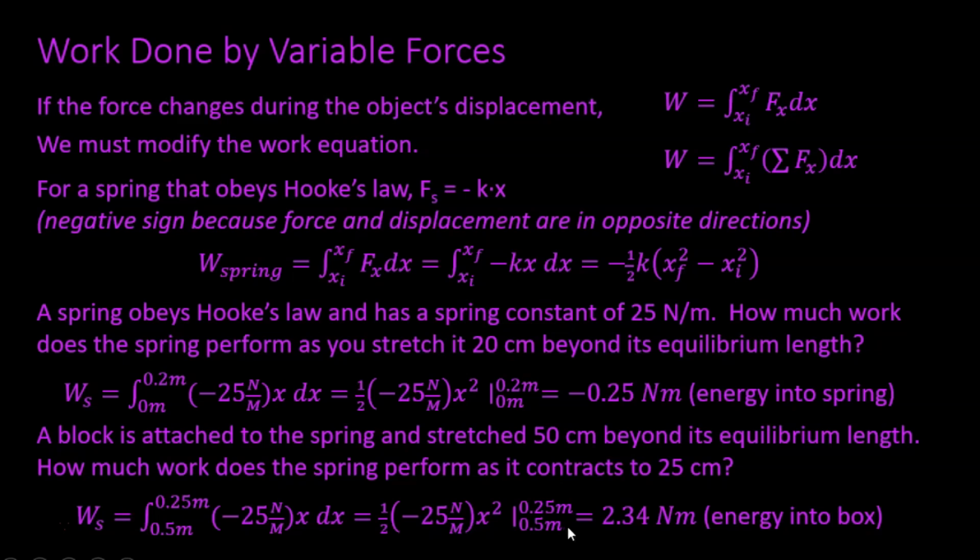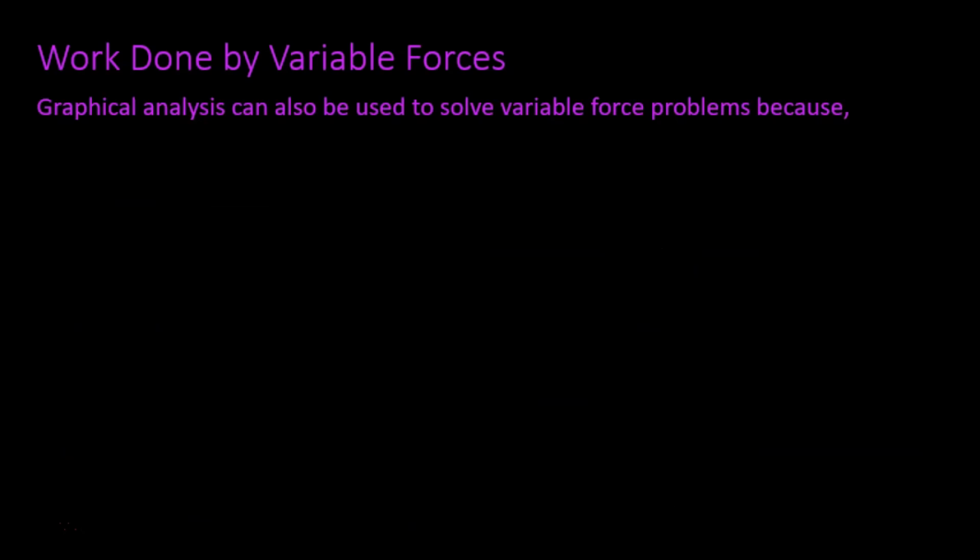After solving the integral, we find out that the spring did 2.34 Newton meters of work on the box. The positive sign here means that the energy went into the box and was stored in its kinetic energy. Let's move on and look at another way of calculating work done by variable forces.